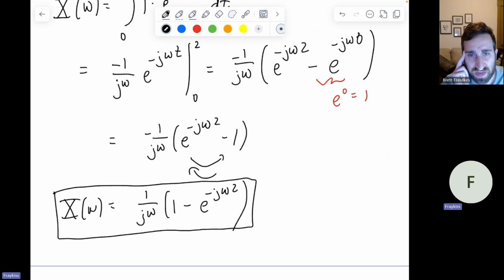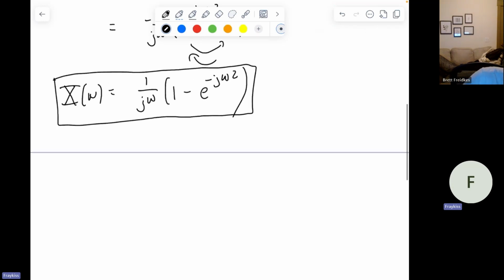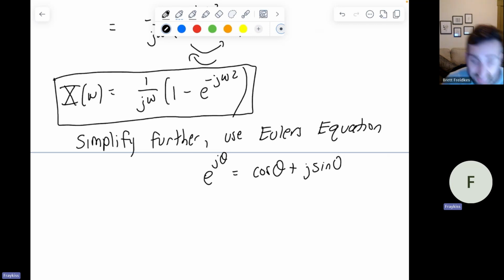Now, this doesn't really give us a lot of insight into what's happening. We want to try to reduce this further so that we can get a better feel for what's going on. So what we want to do is simplify further. And to do this, we will use Euler's identity, or Euler's equation, which says that e to the j theta is cosine of theta plus j sine theta.